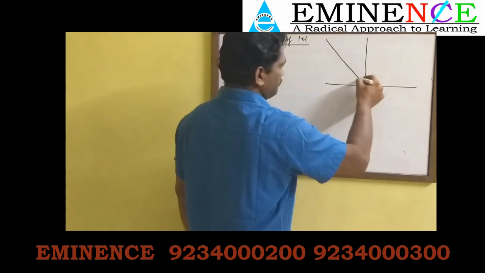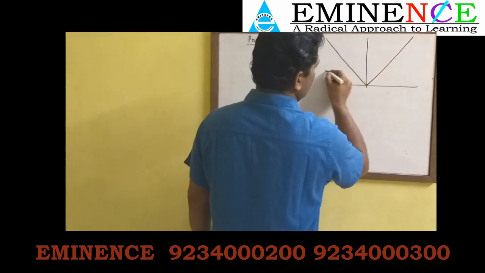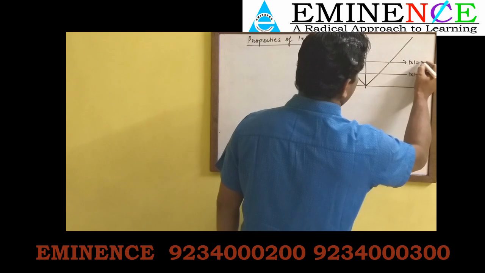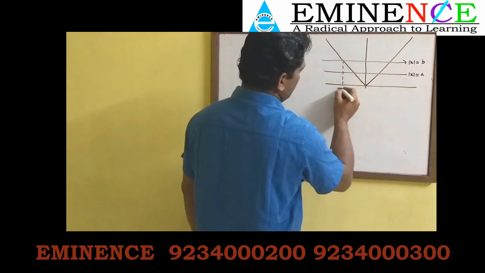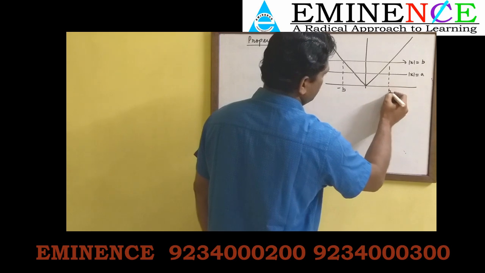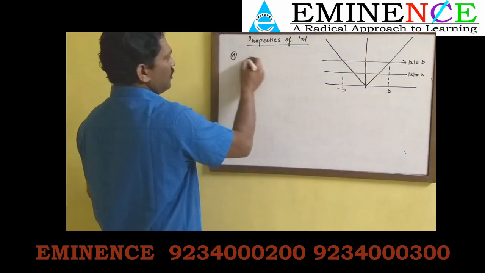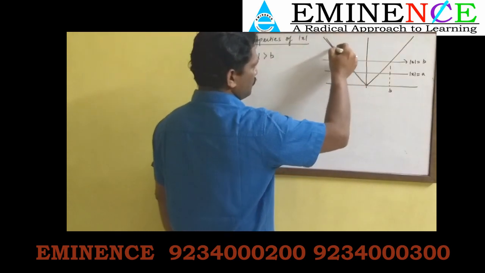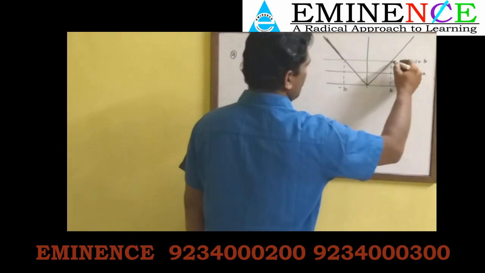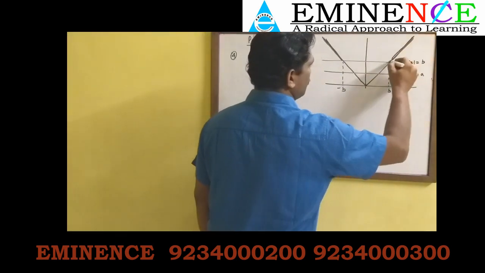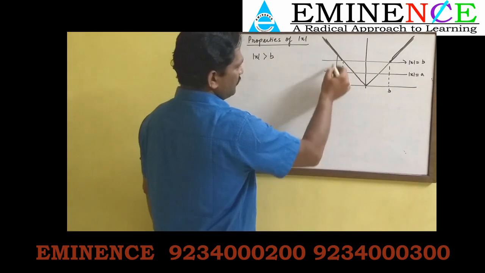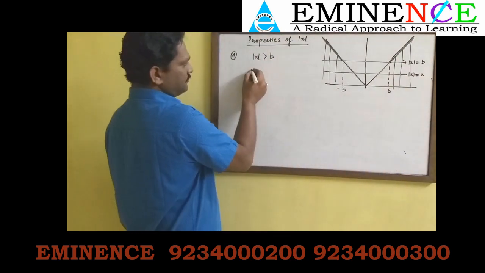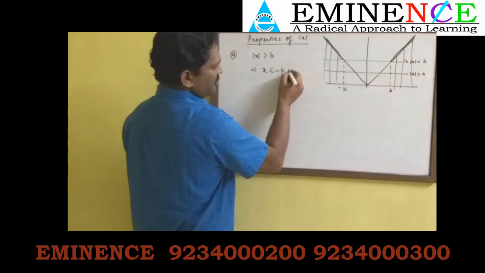Now, mod x equal to a is here and mod x equal to b is here. Now this point is minus b and this point is b. Now if I say mod x is greater than b. Now when do you get the graph of mod x to be above this line mod x equal to b? See, this is the part which is above. Now what are the values of x which give you this? See, either x has to be greater than b or it has to be less than minus b.